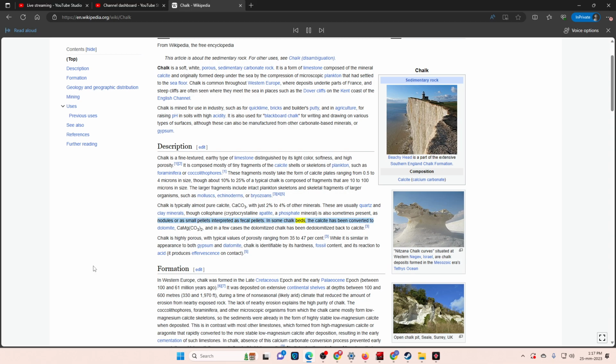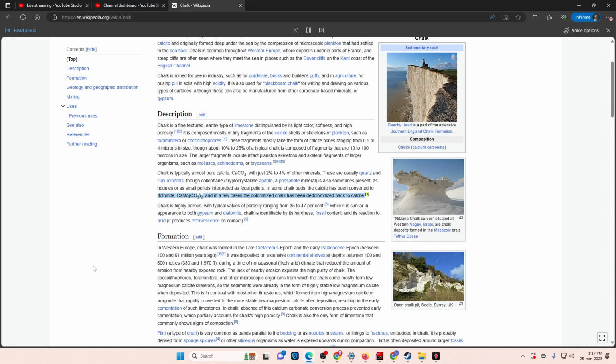In some chalk beds, the calcite has been converted to dolomite, CaMg(CO3)2, and in a few cases the dolomitized chalk has been dedolomitized back to calcite. Chalk is highly porous, with typical values of porosity ranging from 35 to 47%.